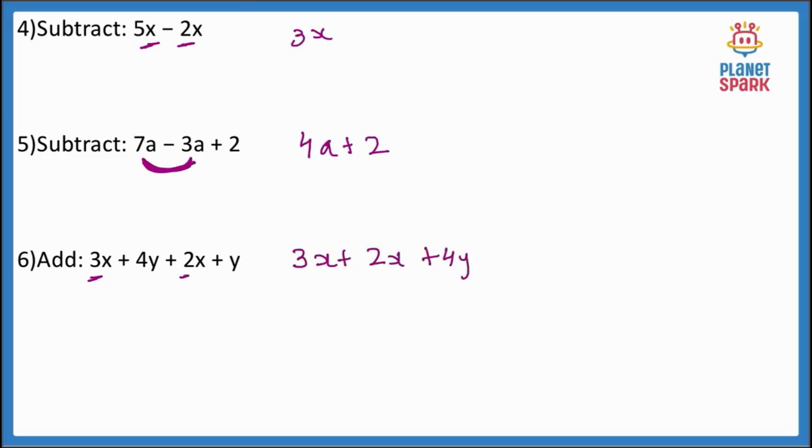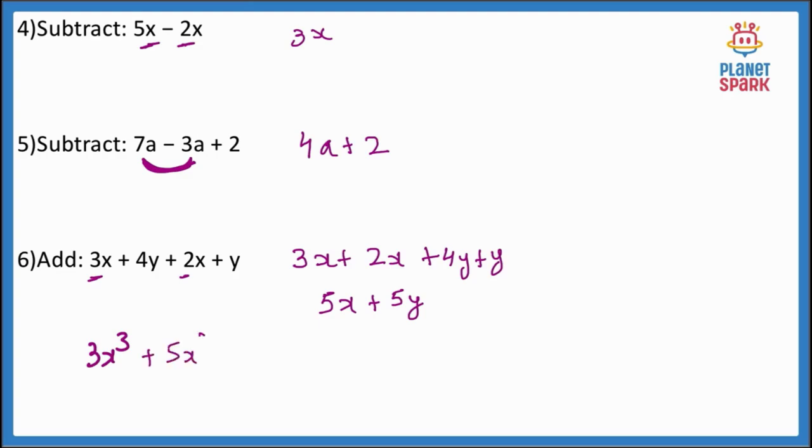3x plus 2x would be added together. 4y plus y would be added together. 3x plus 2x is 5x, and 4y plus y is 5y. 5x plus 5y further are not like, so we cannot add them together. We can only add or subtract the like terms.